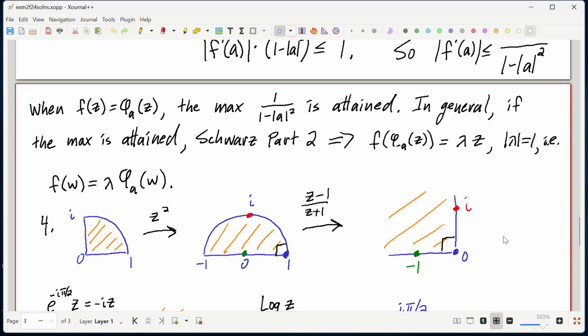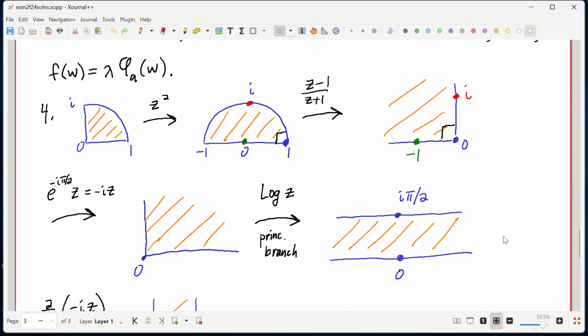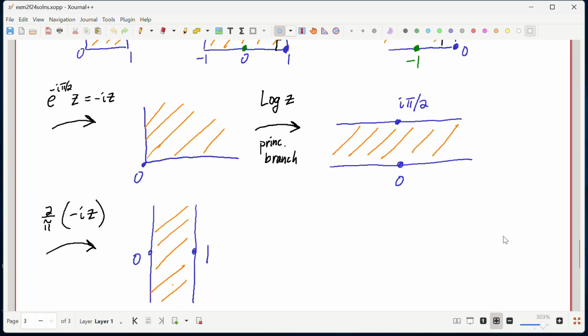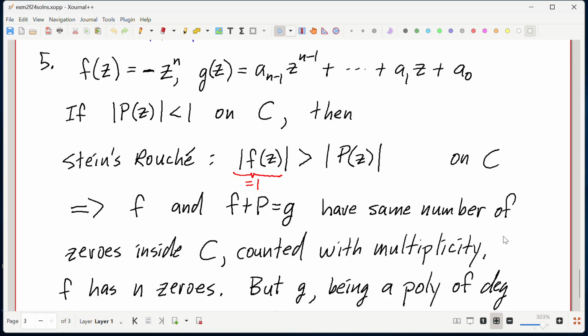The interesting thing about, here's the map. And the last one was a Rouché's theorem. The funny thing is, Stein's Rouché's sort of makes it easier to guess what the functions are. I like my Rouché better.